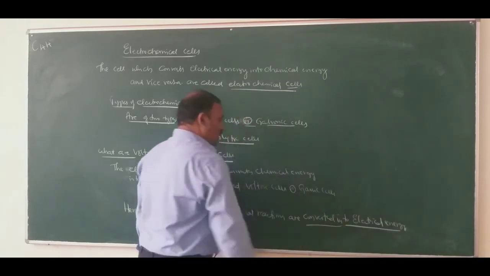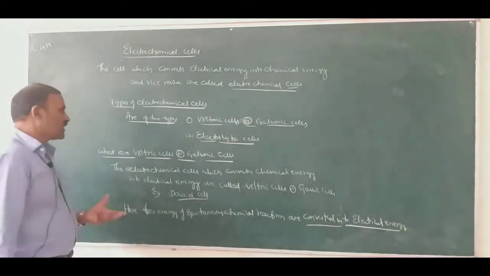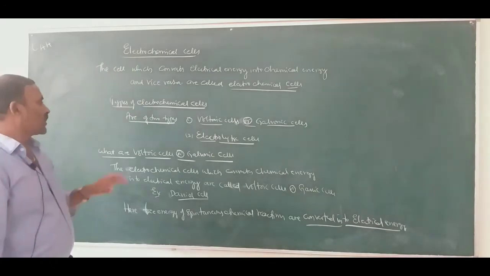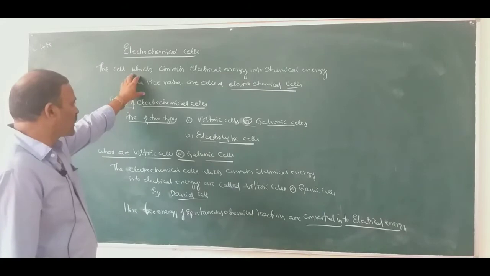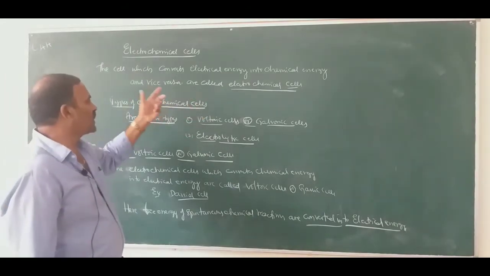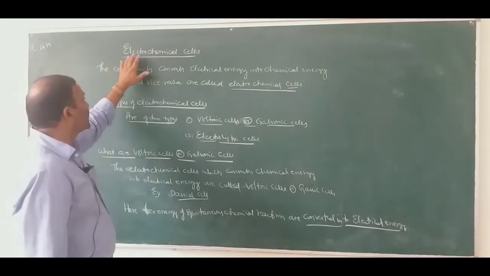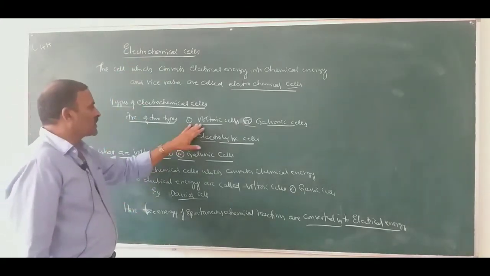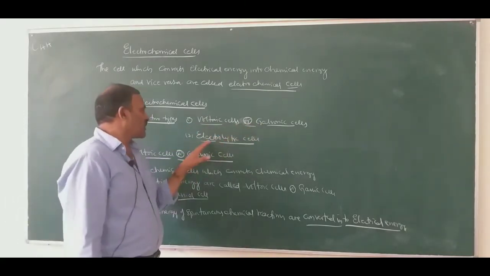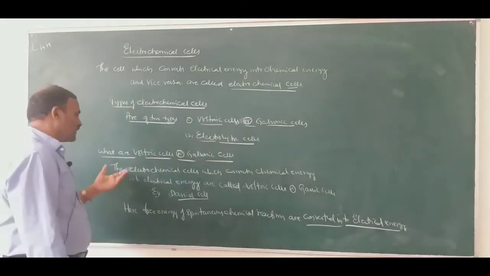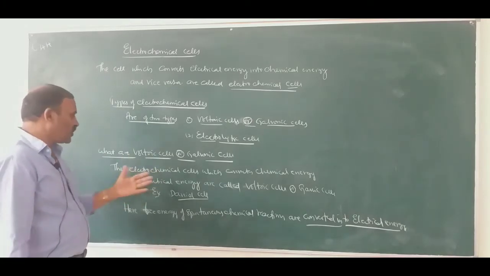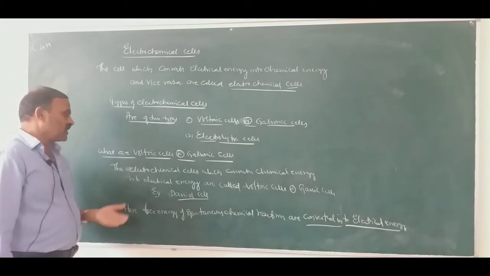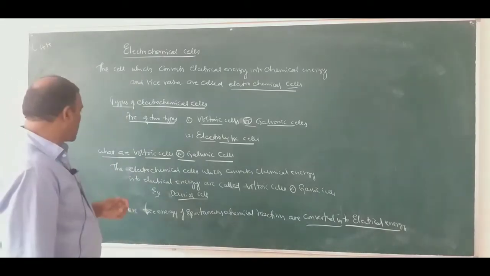So these are what are called voltaic cells or galvanic cells. Electrochemical cells, which convert chemical energy into electrical energy and electrical energy into chemical energy, are called in general electrochemical cells. Electrochemical cells are of two types: voltaic cells or galvanic cells, and electrolytic cells. Voltaic cells convert chemical energy into electrical energy. Here the free energy of spontaneous reactions is converted into electrical energy.